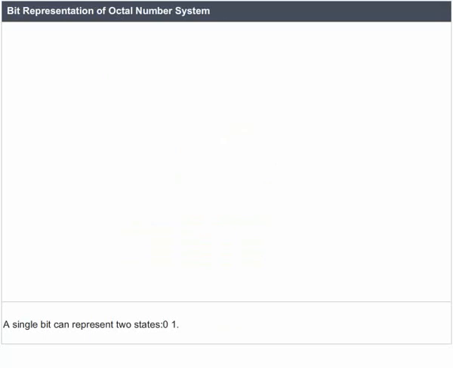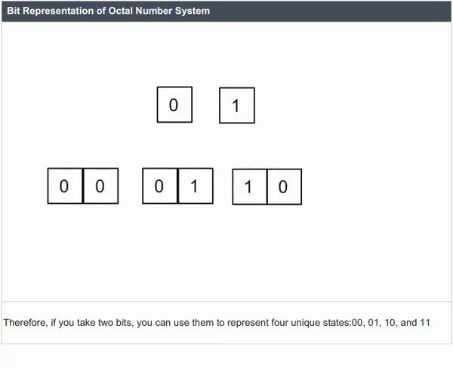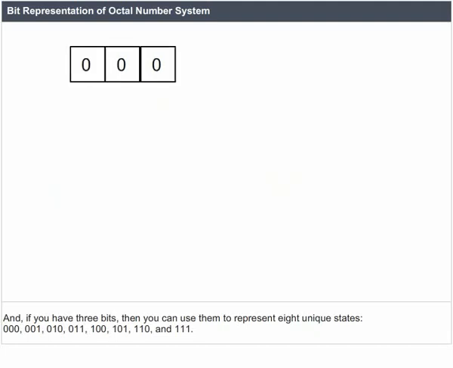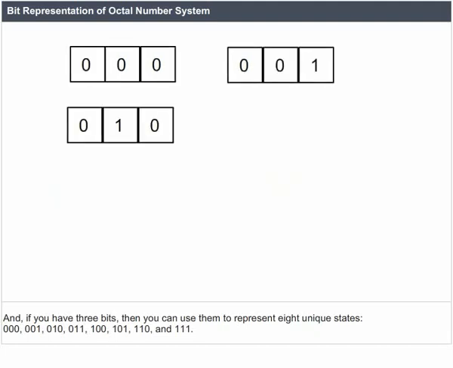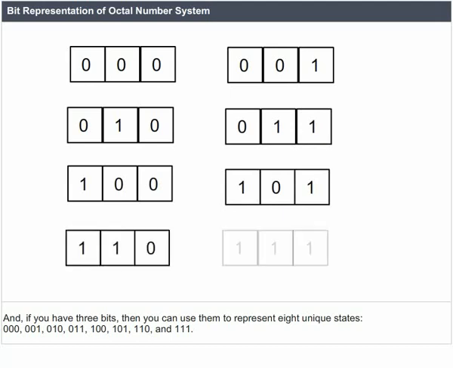Bit representation. A single bit can be represented in two states, 0 and 1. Therefore, if you take 2 bits, you can use them to represent 4 unique states: 00, 01, 10 and 11. And if you have 3 bits, then you can use them to represent 8 unique states: 000, 001, 010, 011, 100, 101, 110, and 111.